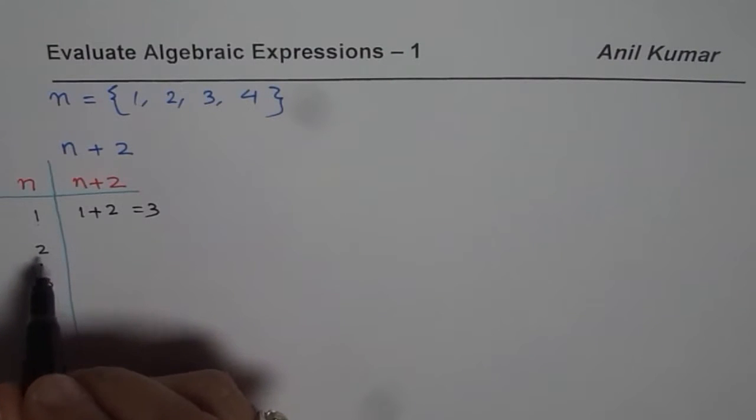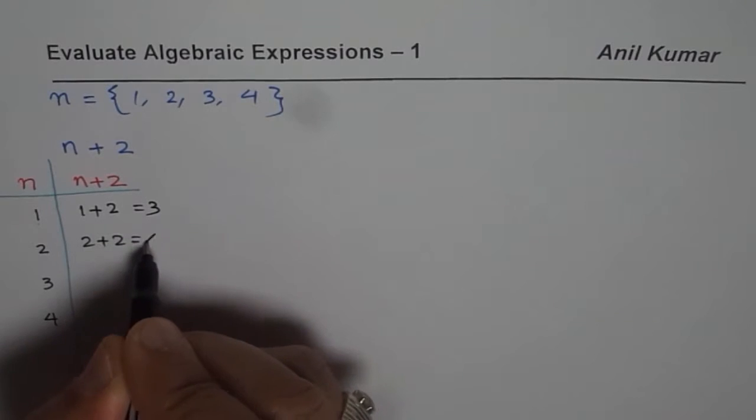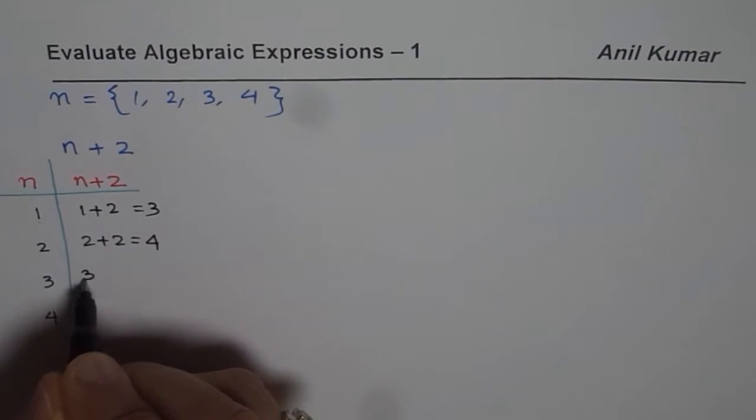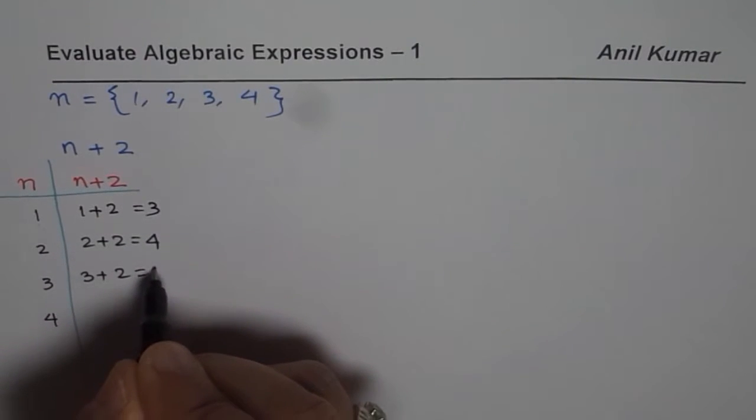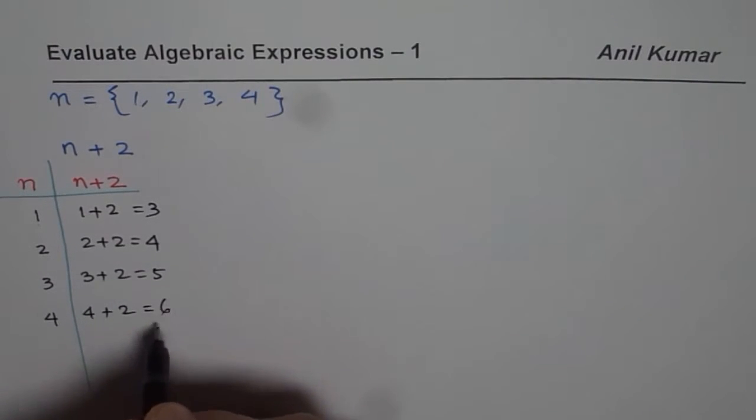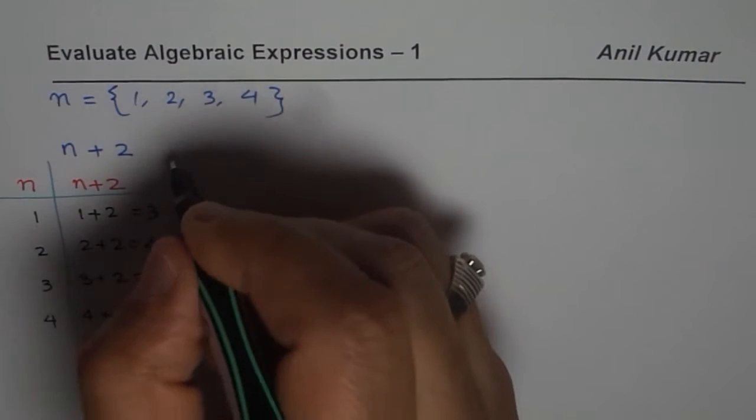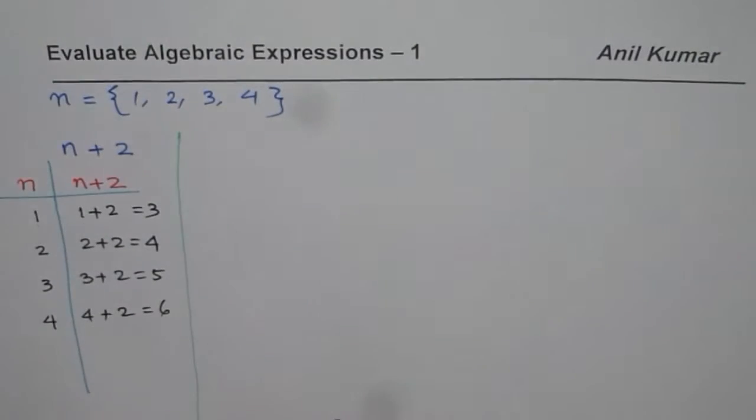Then again we'll substitute 2 for n, so we get 2 plus 2, we get 4. We can substitute 3, so we get 3 plus 2, we'll get 5. 4 plus 2 will give us 6. So that is a way to evaluate an algebraic expression. I hope you find it easy to understand, right? So we'll solve such questions and get used to the term of evaluating algebraic expressions, right?